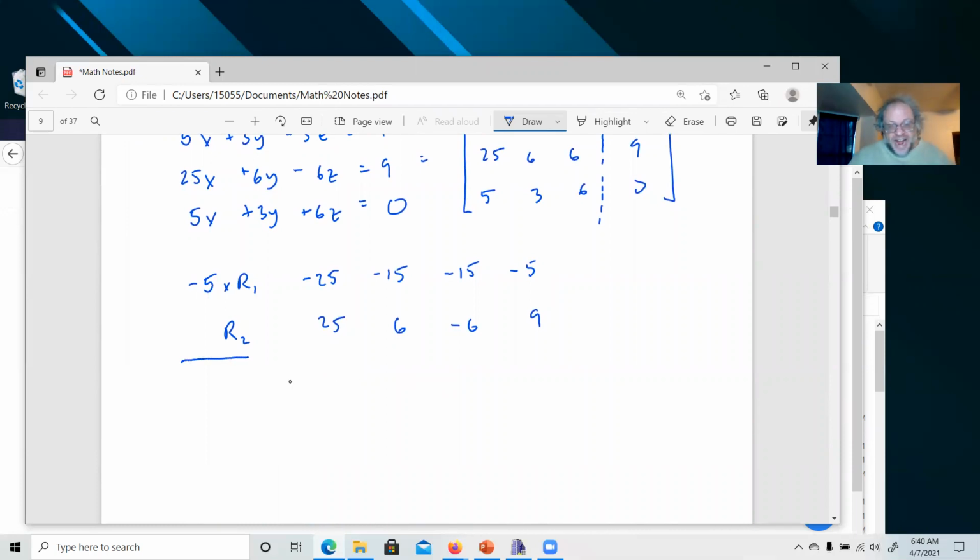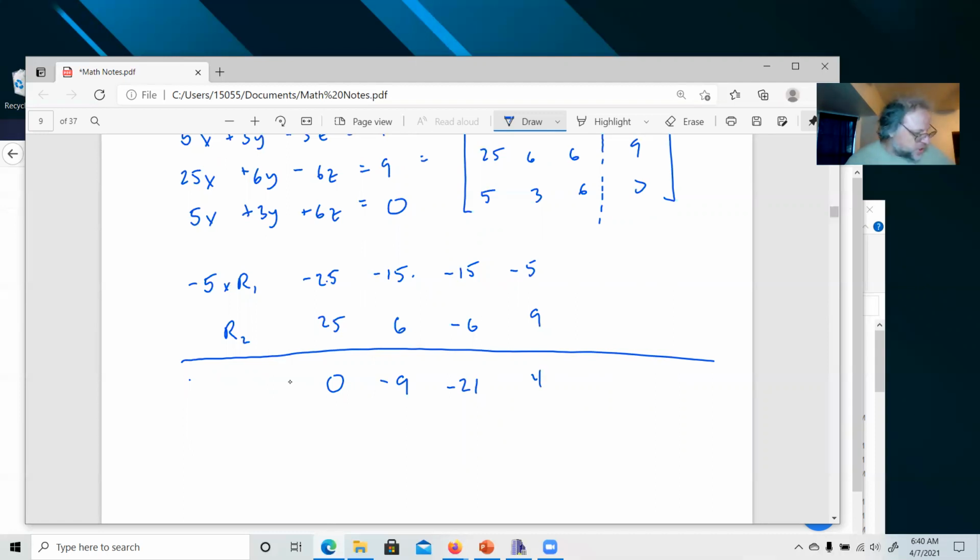So we're going to add. All right, I'm just going to add. So there we go. This is my new row 2 here. Okay. This is 0. Negative 15 plus that is going to be negative 9. That's going to be negative 21. And then we have 4.